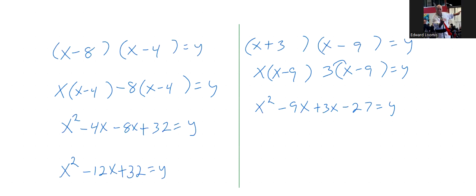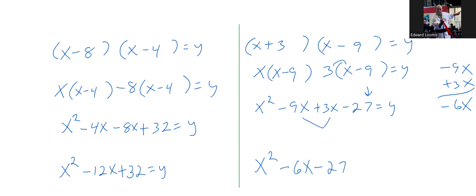All I've got to do now is just combine my like terms. I bring down my x squared. I combine my middle two. I've got a negative 9x. I add 3 x's to it. Signs are different, so I subtract. 9 minus 3 is 6. My biggest number is 9. It's negative, so that's a negative 6x. I have no like terms for my constant. That's the number without the variable. That's negative 27. I bring it down, and that equals y.